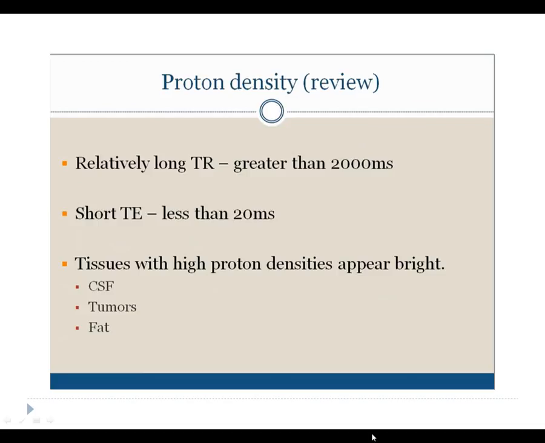The proton density is the relative amount of mobile water and fat protons that are in a sample of tissue being imaged. Proton density is responsible for the initial height of the FID, or free induction decay. Properties of a proton density weighted image are a relatively long repetition time, or TR, that is greater than 2,000 milliseconds, and a short echo time, or TE, that is less than 20 milliseconds. Tissues that have high proton densities like CSF, tumors, and fat will appear bright on the MR image.